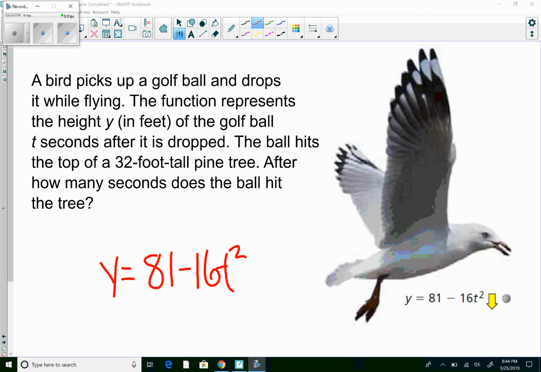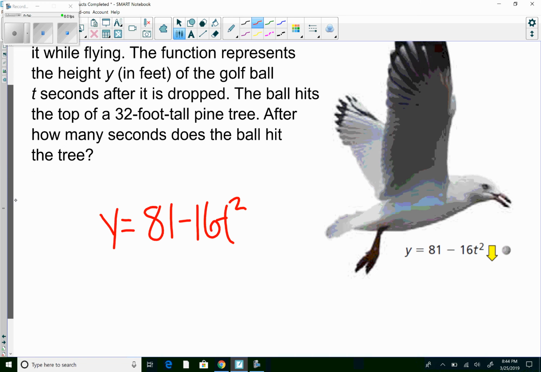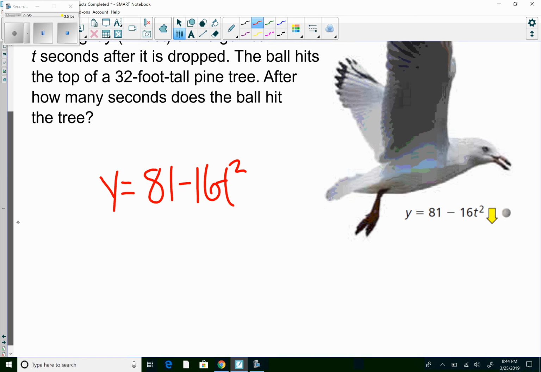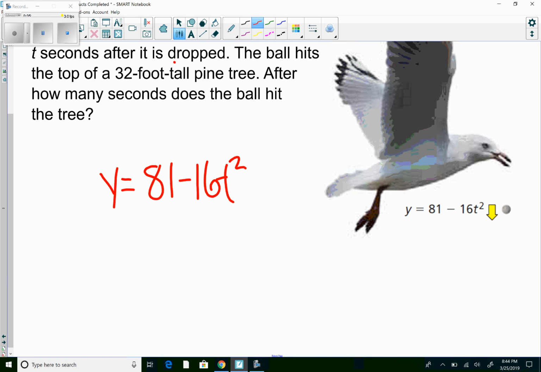Okay, so we have a bird picks up a golf ball and drops it while flying. The function represents the height in feet of the golf ball t seconds after it's dropped. The ball hits the top of a 32-foot tall pine tree. After how many seconds does the ball hit the tree?